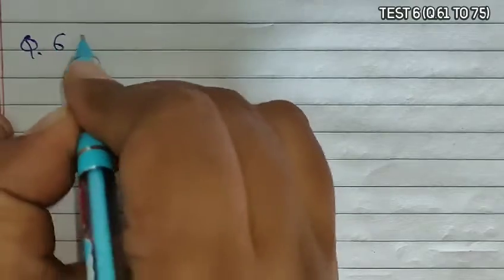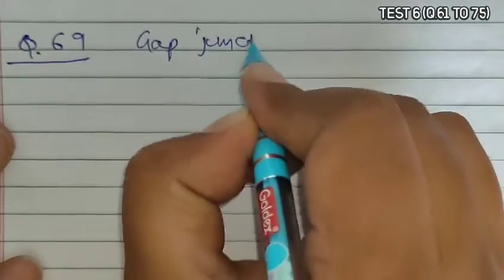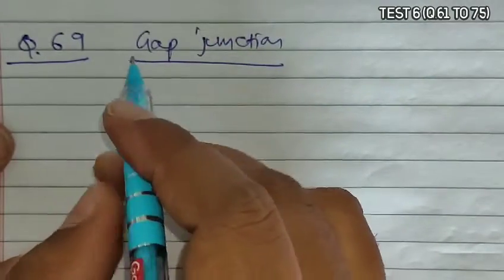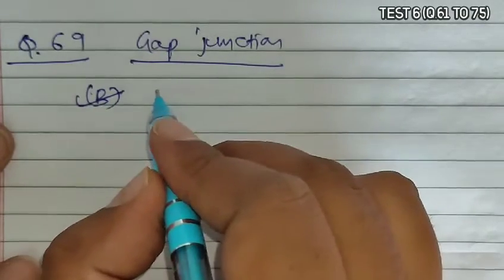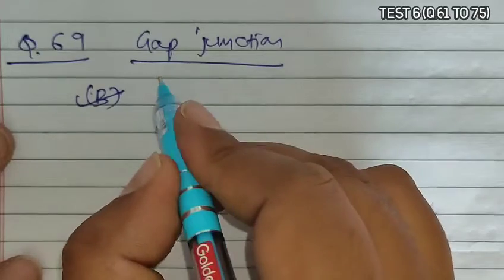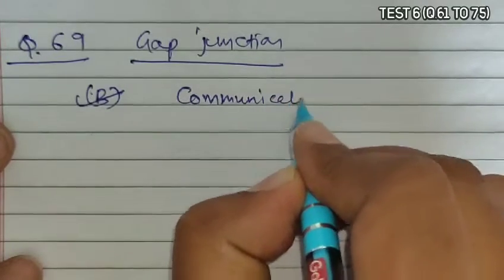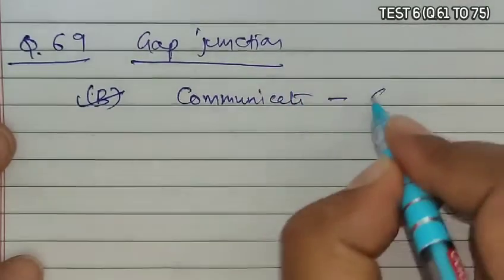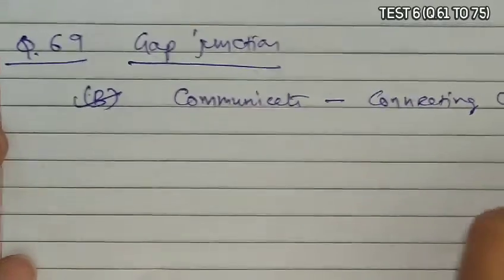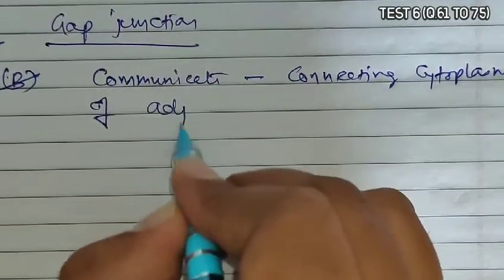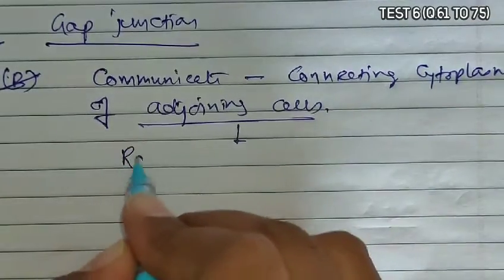Next is question 69, which asks about the function of gap junctions. We have already solved this question. Gap junctions help in communication, so option B is correct: gap junctions allow cells to communicate with each other by connecting the cytoplasm of adjoining cells, and that helps in rapid transfer of ions.